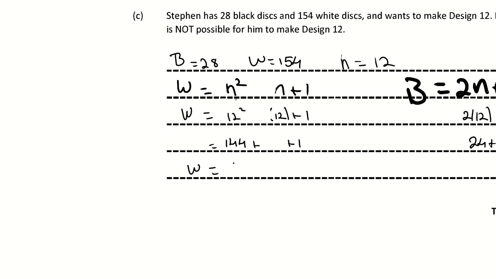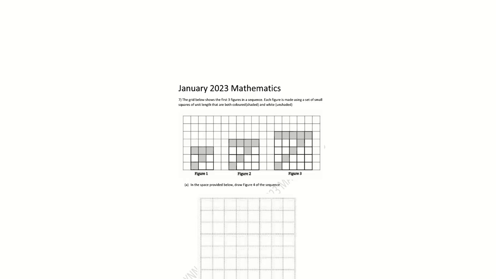Right, so it's n squared plus n plus 1. So it'll be 144 plus 12 plus 1, which is 157. So we know that for design 12, 157 white discs were needed, and he only had 154. Thus, he would not be able to make design 12. Understand? Right, so these are very easy.